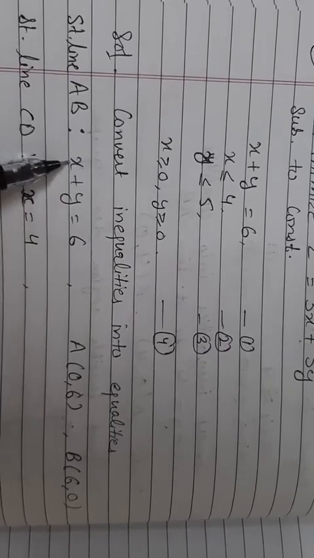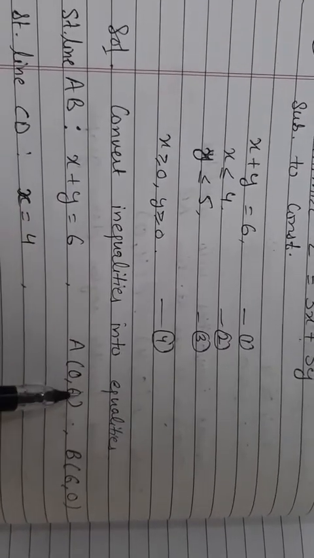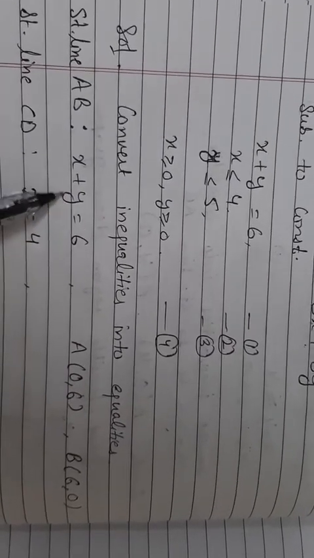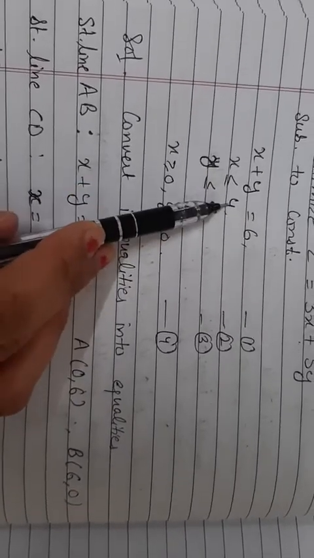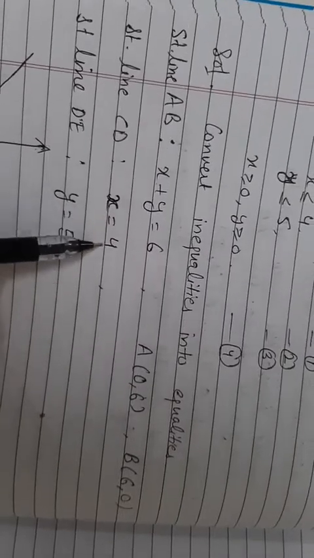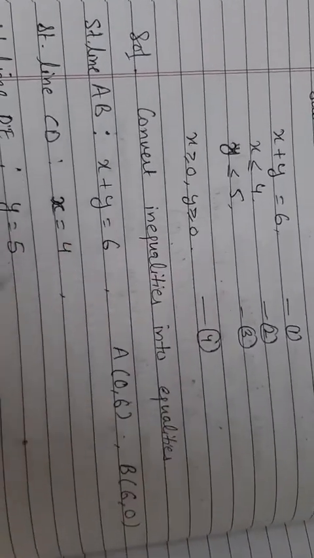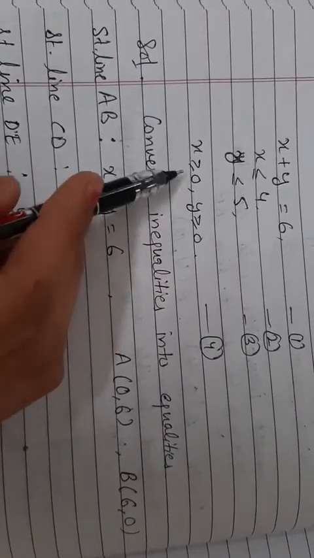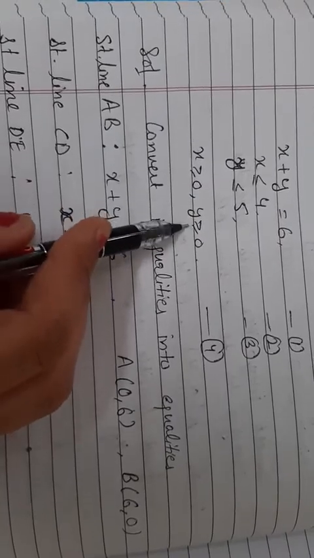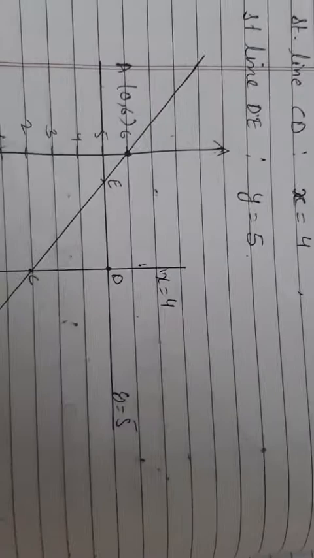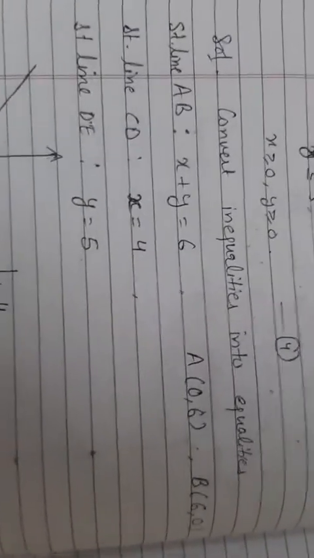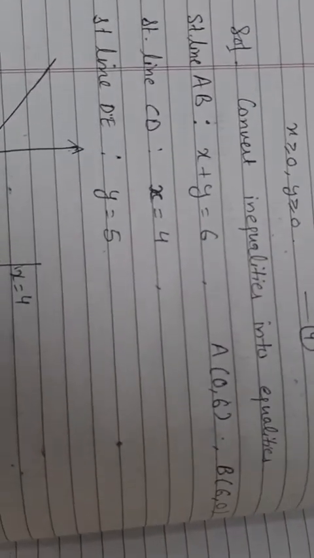Its endpoints are, put x 0 here, then you will get 0, 6. Put y 0 here, then x is 6, 6, 0. x less than or equal to 4 means x equals to 4. y less than or equal to 5 means y equals to 5. These are the same, x equals to 0 and y equals to 0. These also you can write. Now, I have given these lines names.